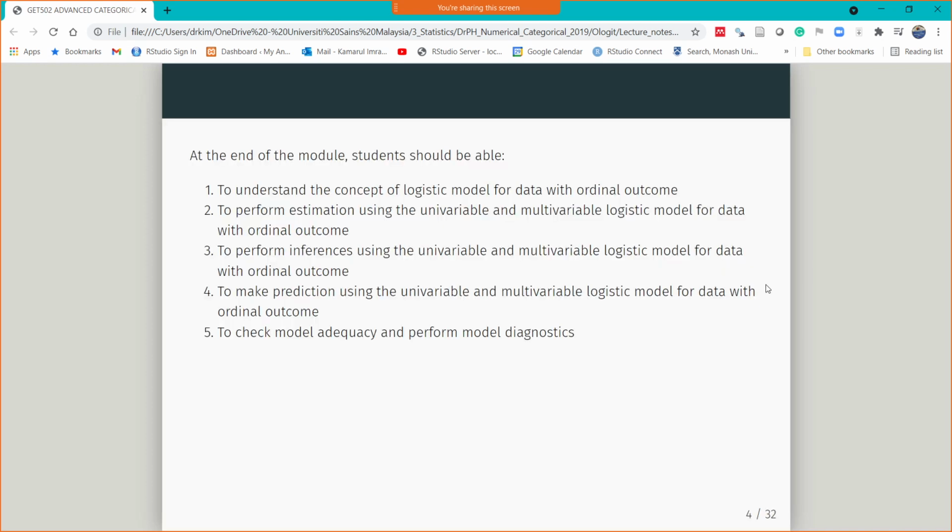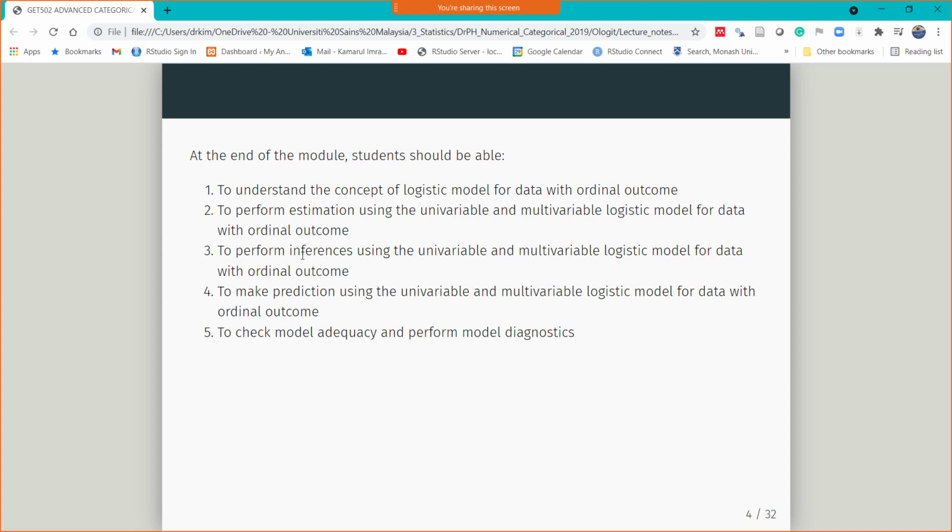So again, the objectives of the module or the lessons are these. Number one, to understand the concept of logistic regression model for ordinal outcome data. Number two, to be able to perform estimation, meaning that we will be able to get the beta value and the standard error, maybe the log likelihood, for univariable and multivariable logistic regression.